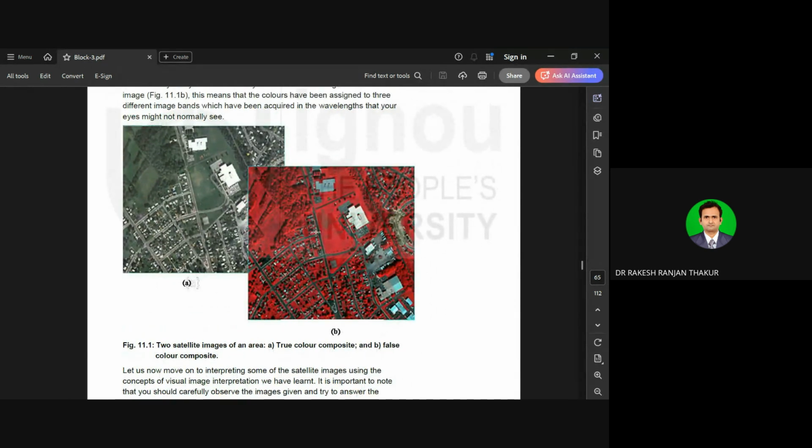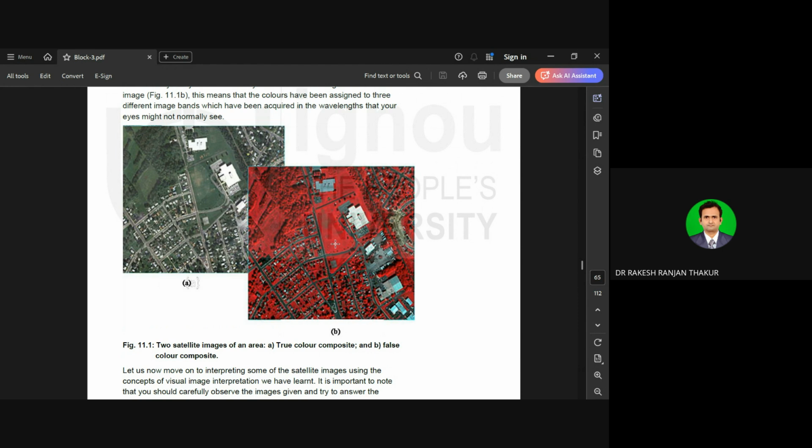I'm just zooming it, so you can see the same area which is having two colors or two composites. The left hand side, that is in A, is a true color composite, or we call it natural color composite. A good example is your Google Earth imagery, right? But at the same time, in the right hand side you can see the false color composite. Means here in the left hand side, whatever natural color a particular feature has, that is shown, but in the right hand side we have the false color.